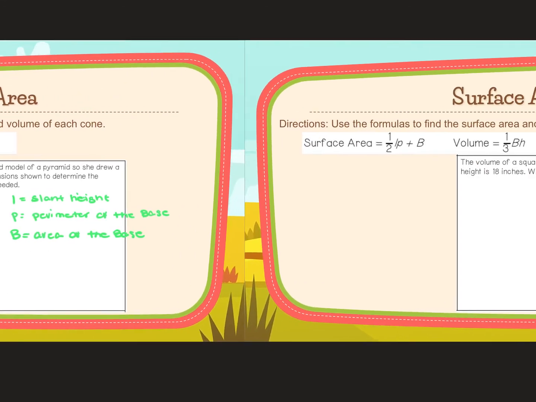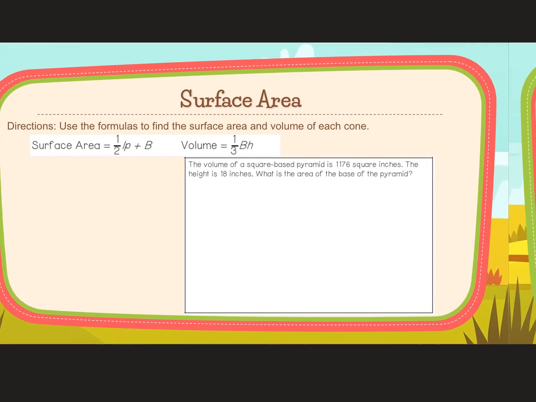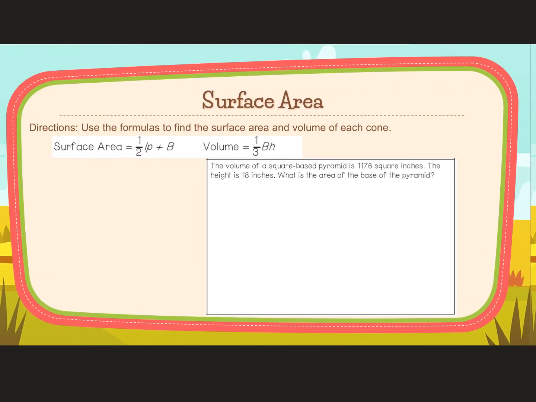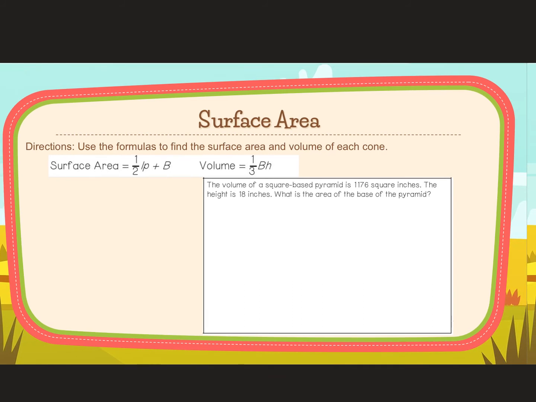All right. Continuing on, now we're looking at volume. So up here should not say surface area. Up here should actually say square base pyramid. And I made that mistake on the other slide as well. So let me correct that. My apologies.